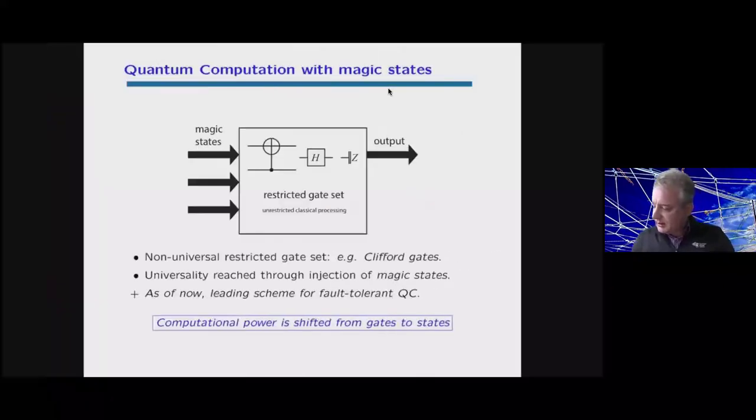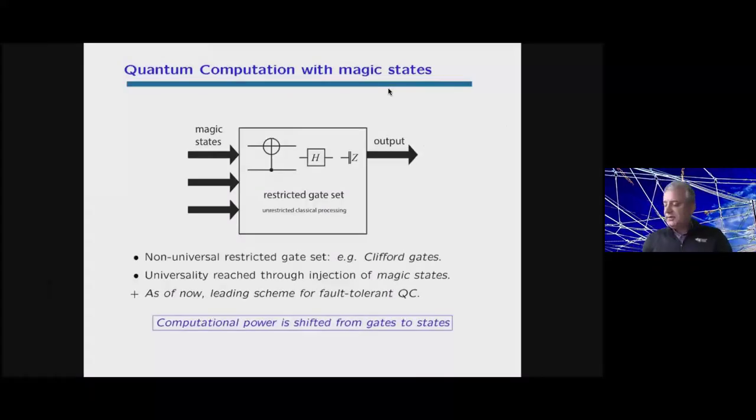Let's get started. Let me just define what we are talking about. We are talking about a particular scheme of quantum computation, the so-called quantum computation with magic states.